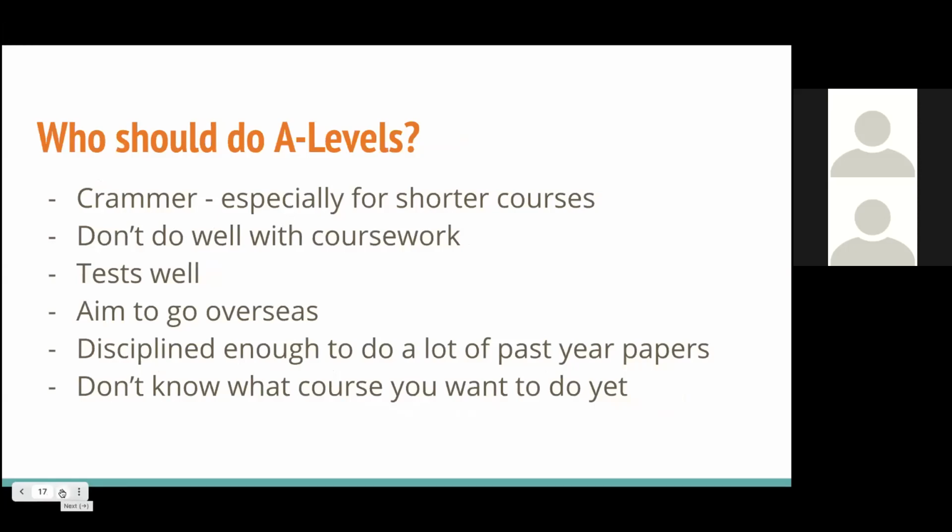And you need to be the kind of person that's disciplined enough to do a lot of past year papers by yourself, because teachers can't force you to do papers, because they need to actually teach you. So you need to do past year papers, and a lot of them. You just need to keep that in mind if you want to do A levels.